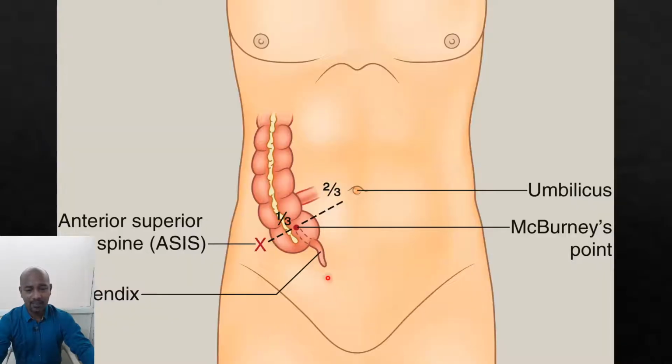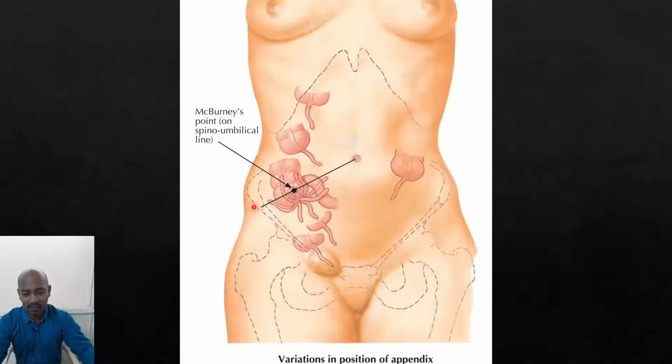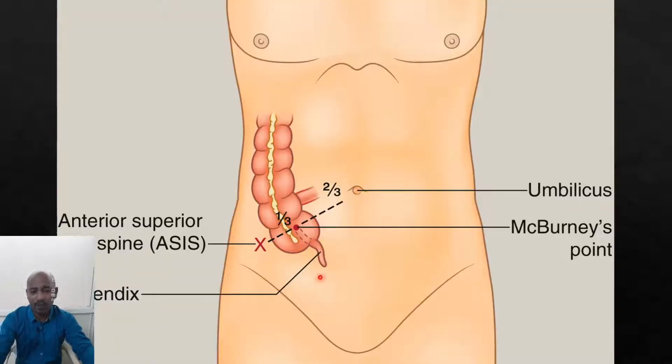It's called McBurney's point, where you draw a line from the anterior superior iliac spine. So here you have the anterior superior iliac spine, and here you have the umbilicus. If you draw a line passing from the anterior superior iliac spine to the umbilicus, that is called the spino-umbilical line. Along that spino-umbilical line, you divide that line into 3 equal parts. The cecum and appendix are located at the junction of the medial 2/3 and the lateral 1/3, and that point is called McBurney's point.